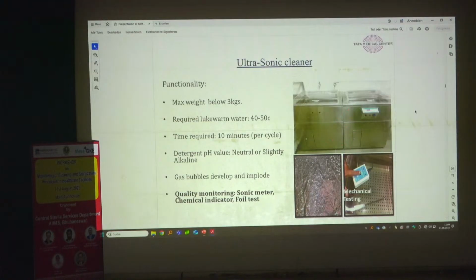And we are using mechanical testing for the ultrasonic cleaner, which is a vibration test, because the basic thing of the ultrasonic cleaner is the vibration. Good vibration means good cleaning. So here, this is the mechanical testing. We are using that to see how much vibration, the red, yellow, and green. If it is totally green, that means the full vibration is done there.